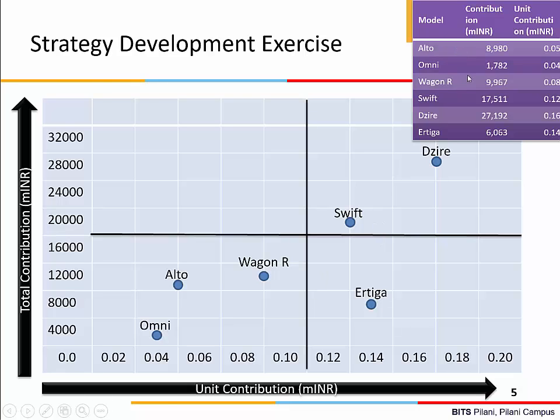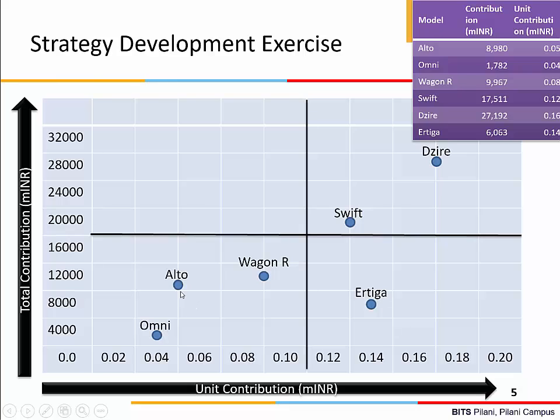So for example, if you take Alto, the unit contribution is 0.05, which is here. The 0.04 is the center, this 0.06 is the center, and this is 0.05. So I have taken it on this axis, and the total contribution coming out of Alto is about 9,000, which is coming somewhere here. This is 8,000, so just above that is 9,000. Okay, and this is not constructed on a graph sheet, so it may be slightly off in terms of the scaling.